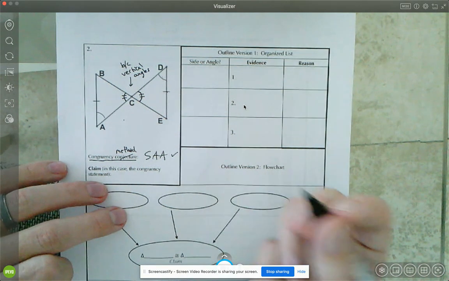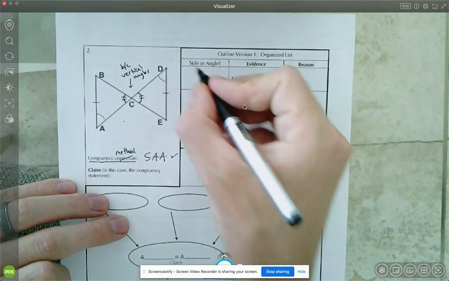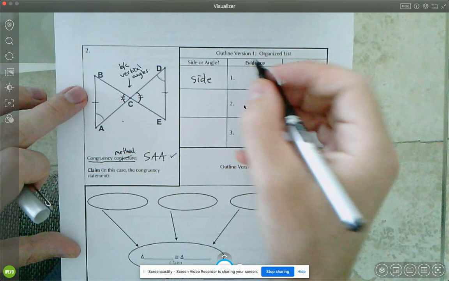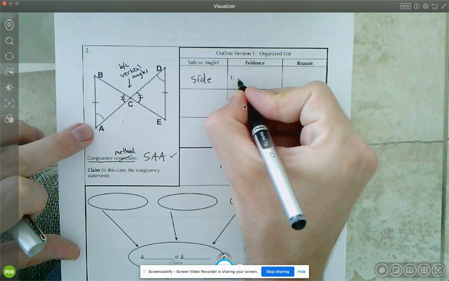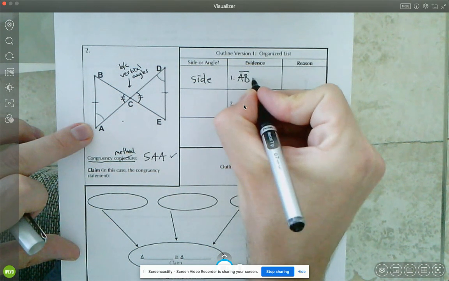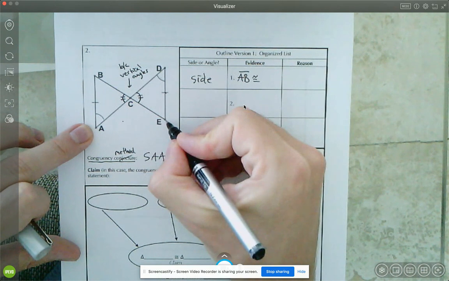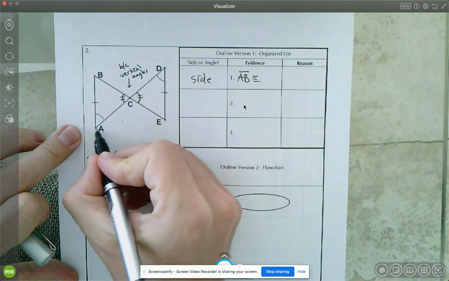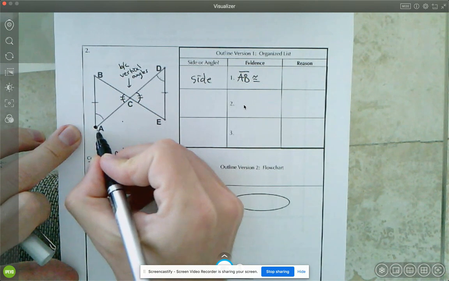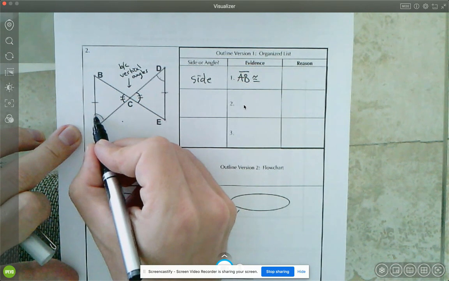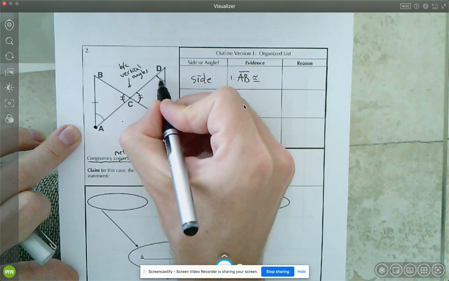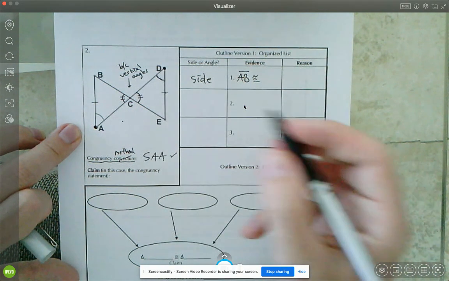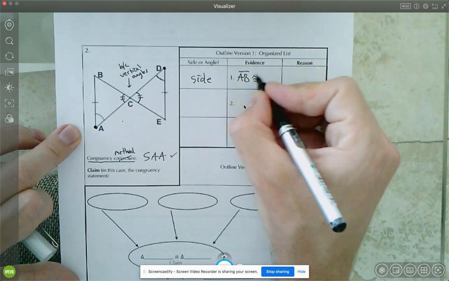Let's do our organized list, everybody. I want to start with the side here, okay? And my evidence here, okay, I'm going to go side AB is congruent to, wait, don't just do ED. I have to figure out what point, what vertex, what letter is corresponding to A. And I already know that angle A is congruent to angle D, so I know that A and D are corresponding here, okay? So side AB is congruent to side DE.